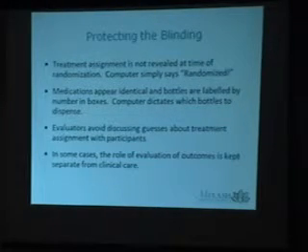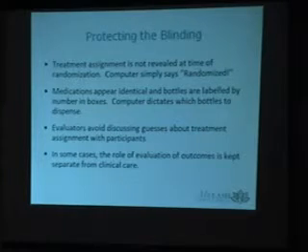In some cases, the role of evaluation of outcomes is kept separate from clinical care. And this is what we do to protect the blind when, for example, taking the study medicine produces an observable sign. Like in an estrogen trial, a certain proportion of the women assigned to estrogen will start to bleed. And if the evaluator who's collecting data from that person knows that she's postmenopausal and started to have periods again, or started bleeding, she's going to know what treatment assignment that woman is assigned to. And in those cases, we separate clinical care from evaluation of outcomes.